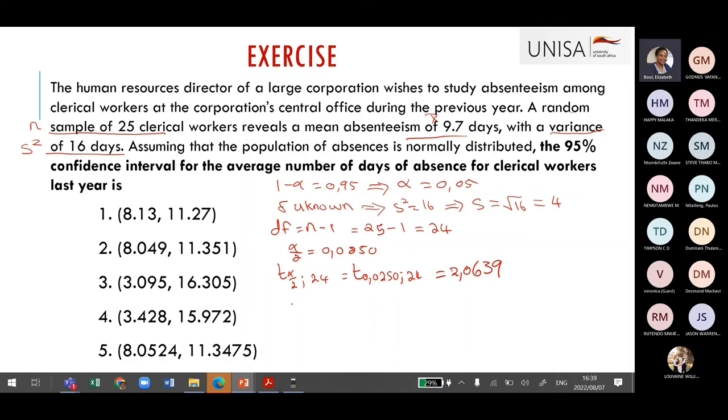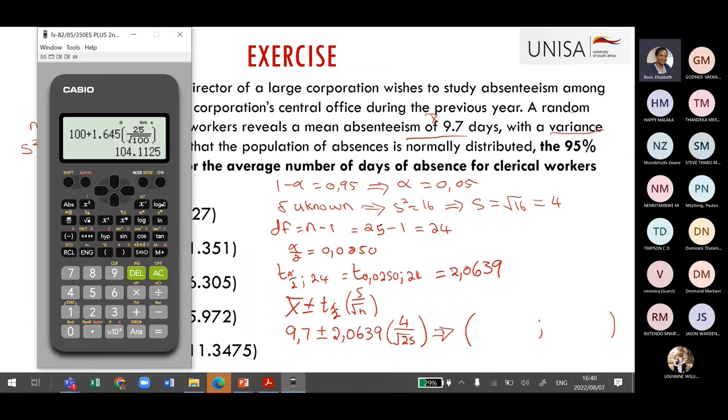Okay, and then we can go and find alpha, the mean plus or minus t alpha divided by 2 and s divided by the square root of n. Our x bar is 9.7 plus or minus our critical value of 2.0639 times our s. We found that it was 4 over the square root of 25. And we can go and calculate it.